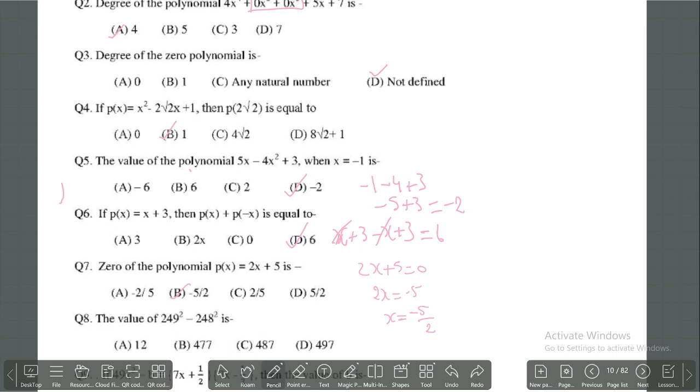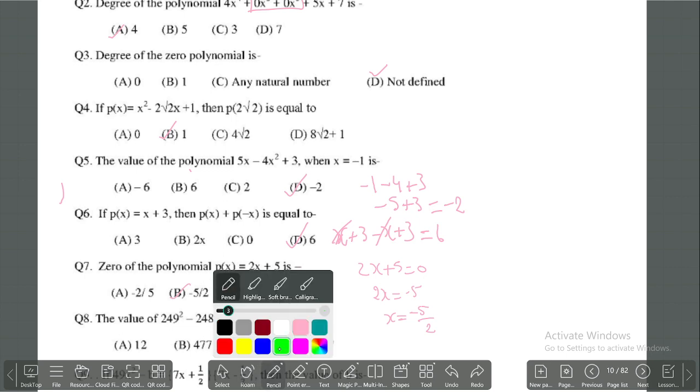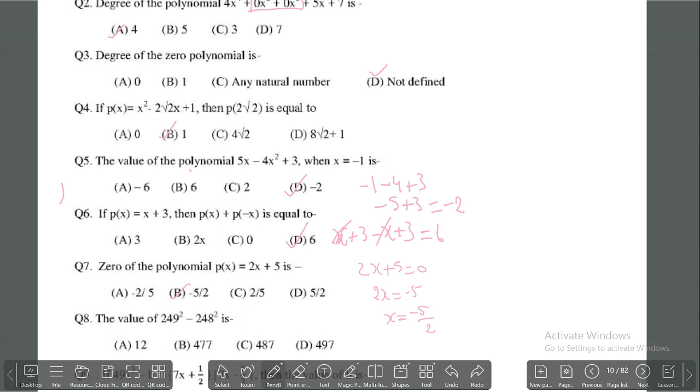Then last one, 8th one. The value of 249 square minus 248 square. Anybody? What will be a square minus b square? That means 249 plus 248 into 249 minus 248. Here it is 1, then this one total is, what is that total? 497. The answer is 497. D answer. Okay?